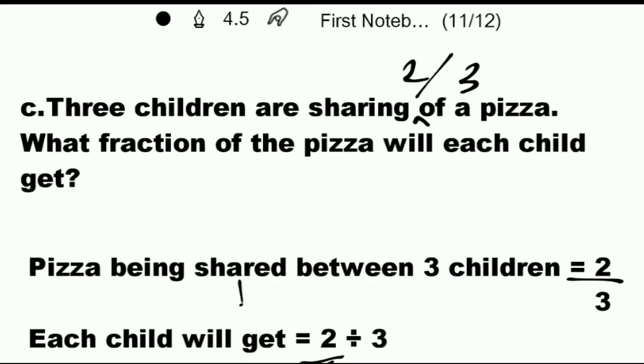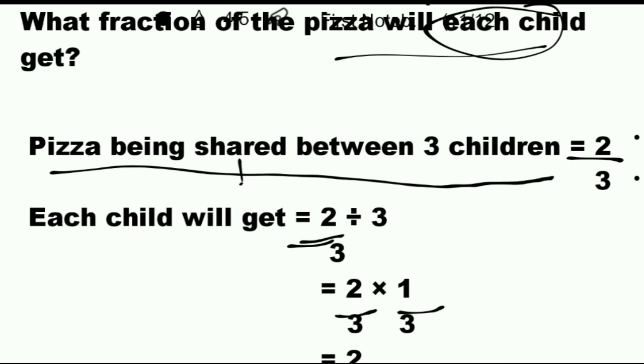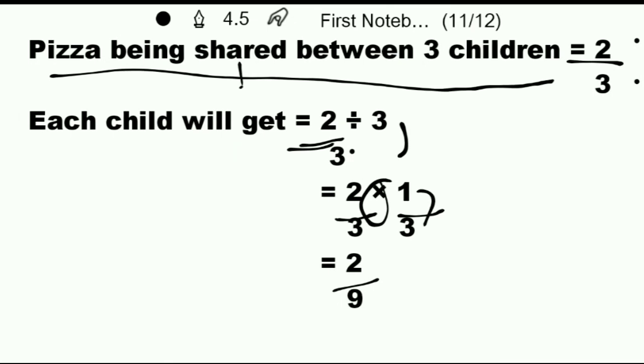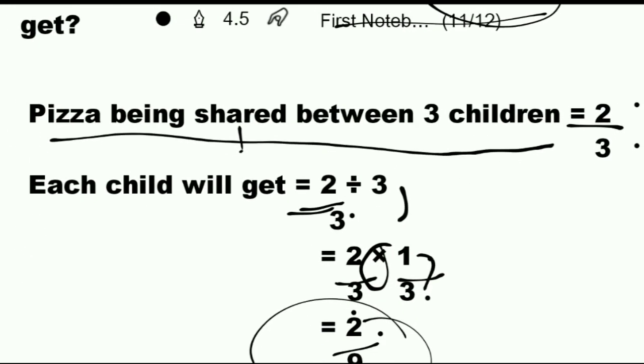Next, 3 children are sharing 2 by 3 of a pizza. What fraction of pizza will each child get? Now we have to find each. Each means divide. So now the pizza is being shared between 3 children, that is 2 by 3. So now each child will get how much? We can do it by dividing. So 2 upon 3 divided by 3. So this divide will convert into multiplication. The number will be reciprocal. So now it will be 1 by 3. So 2 ones are 2 and 3 threes are 9. So 2 by 9 will each child get.